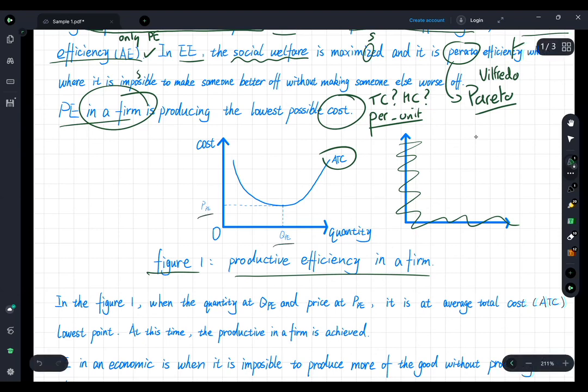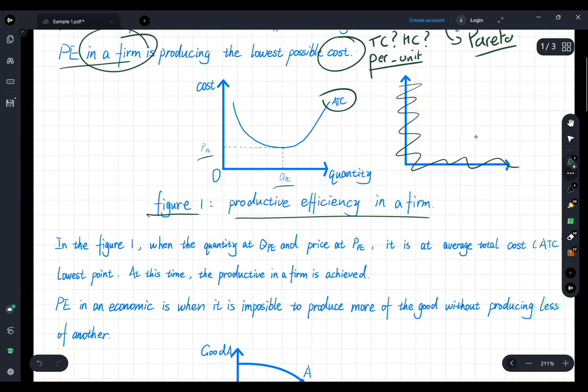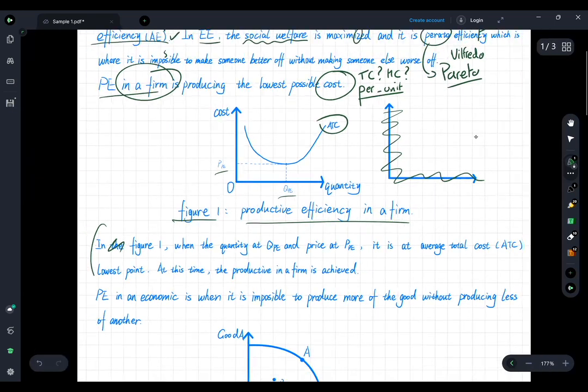Everything is labeled properly here. Okay, and below the diagram there is a short comment, so that's good in figure 1. In figure 1, when the quantity is at QPE and the price at PPE, it is at the average total cost, ATC, lowest point.